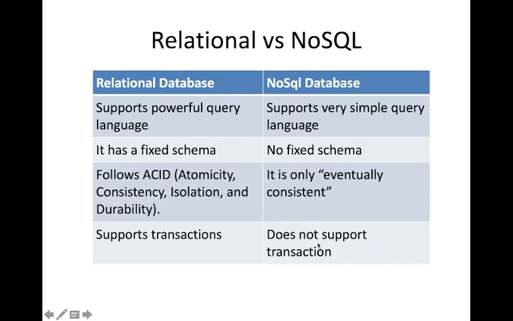Then in relational database, we have already seen there are transactions. Here it does not support transactions. It is not true in all cases. In some databases, there is some limited support for transactions also. This NoSQL database supports structured, semi-structured, and unstructured or polymorphic data. All these kinds of data are supported in NoSQL databases.